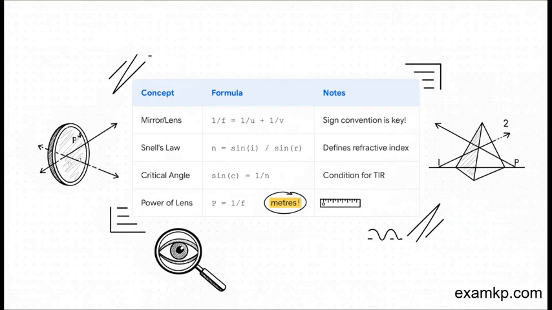And please, remember the two biggest warnings. For the mirror and lens formula, sign convention is everything. And for calculating power, never ever forget to convert your focal length to meters. Go on, take out your phone and take a screenshot of this slide. It's your exam cheat sheet.